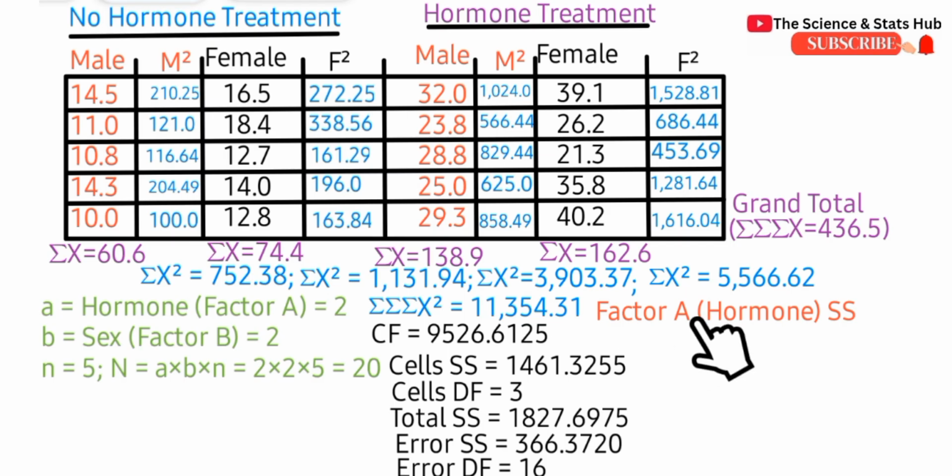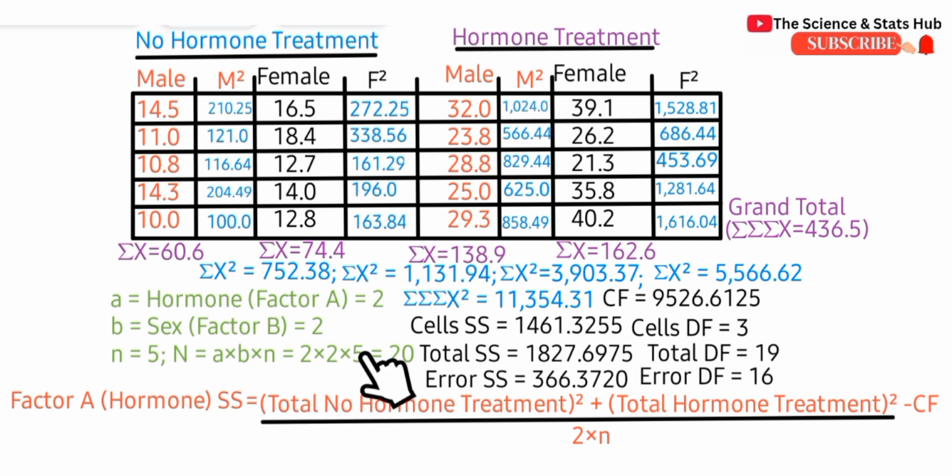Now let's calculate factor A sum of squares. That is, factor A comprises no hormone treatment and hormone treatment. Therefore, factor A sum of squares will be total for no hormone treatment.